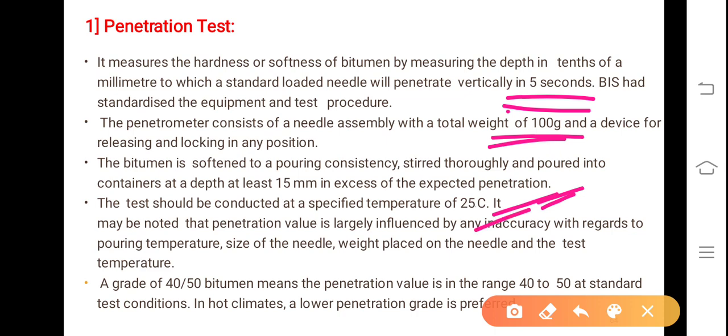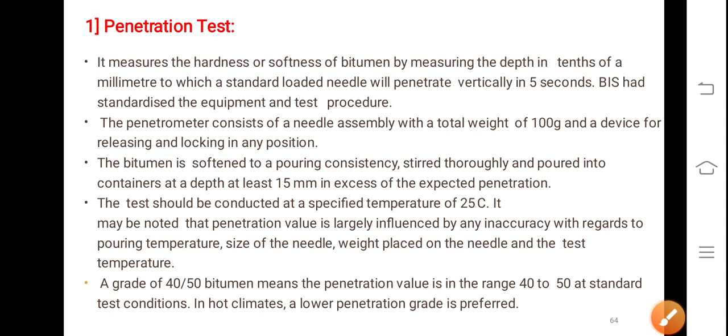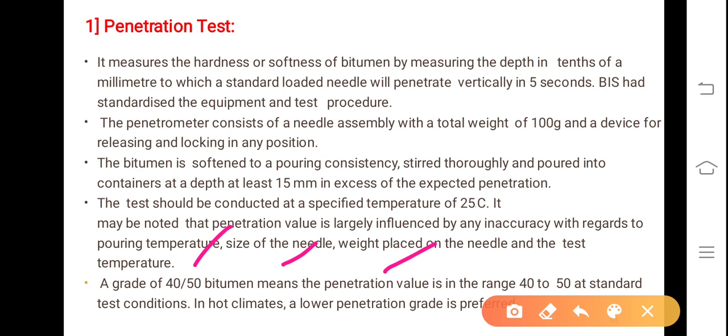A thermometer is also used. It may be noted down that the penetration value is largely influenced by any inaccuracy with regard to pouring temperature, size of the needle, weight placed on the needle, the test temperature, and the time allowed for the needle to penetrate through the bitumen. We are using 5 seconds.